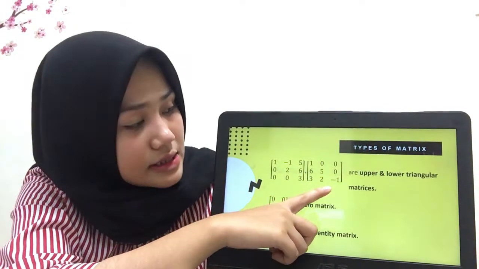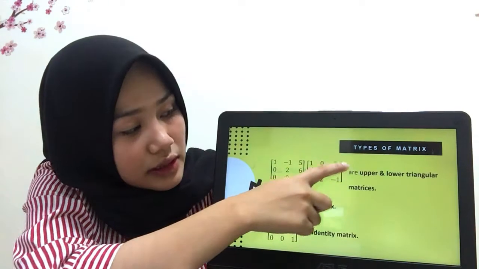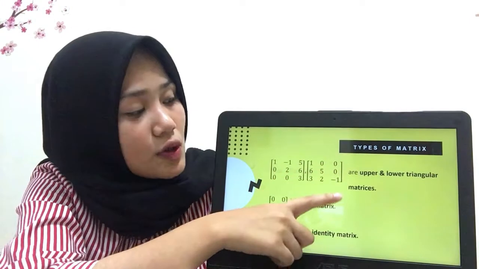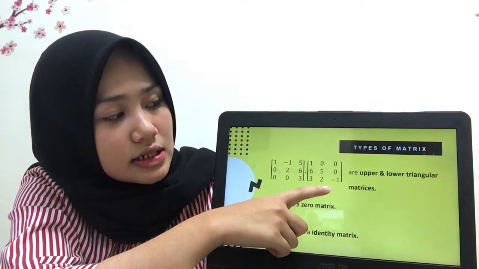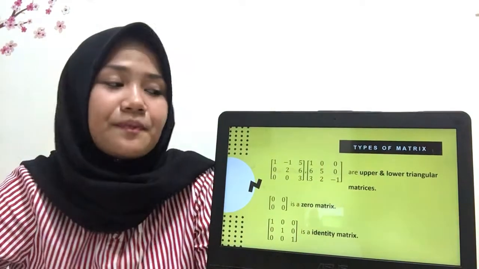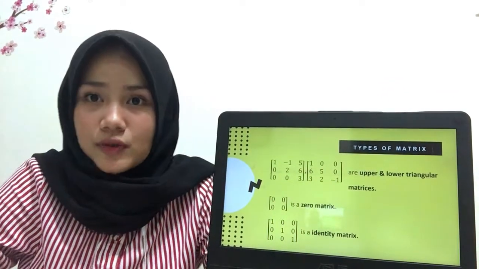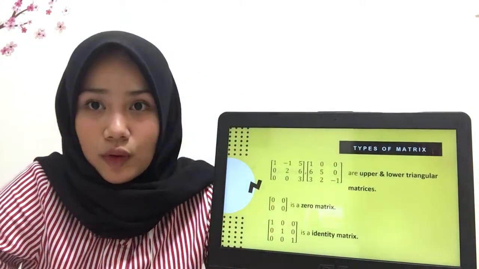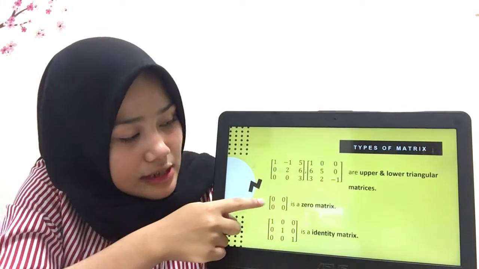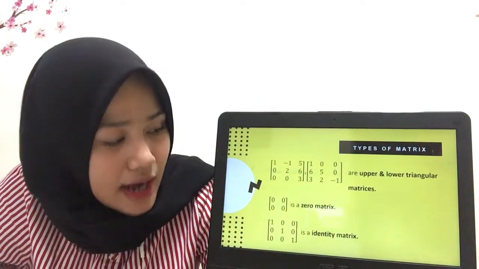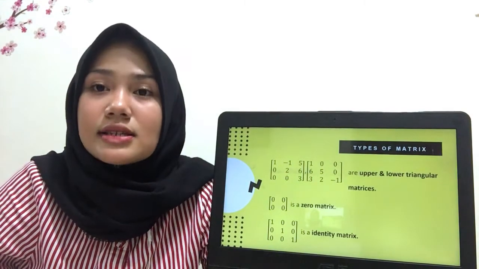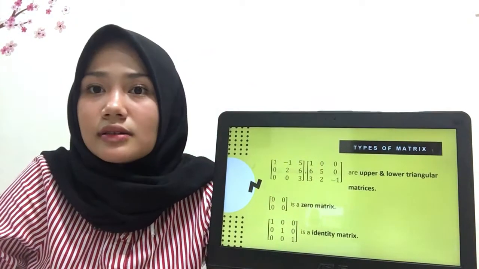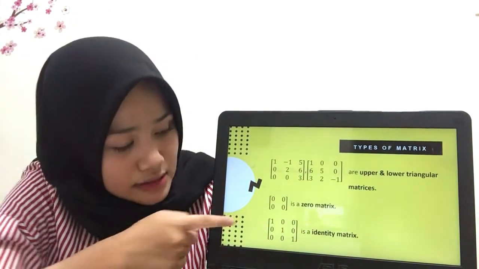And the other example is this matrix. Because all elements in the upper part of the main diagonal are 0, we can say that this matrix is an upper triangular matrix. Next, there is zero matrix. A zero matrix is a matrix in which all elements are zero. And then this is the example. The next type is identity matrix. An identity matrix is a matrix in which all elements of the main diagonal are 1. This is for the example.